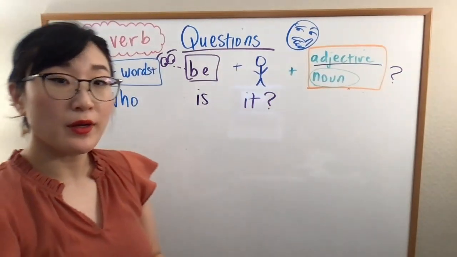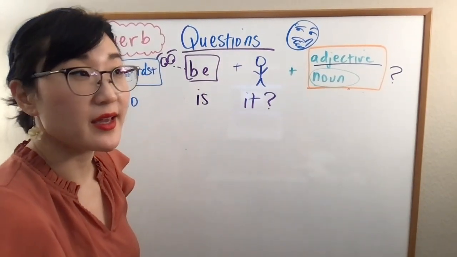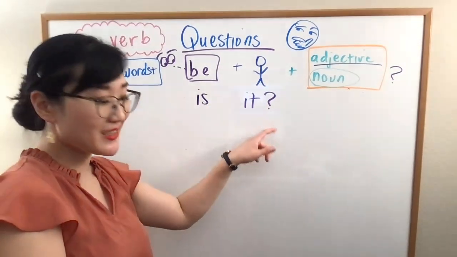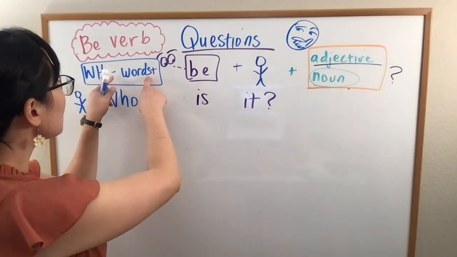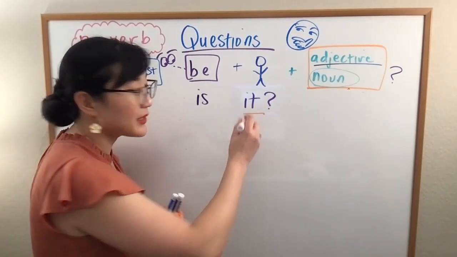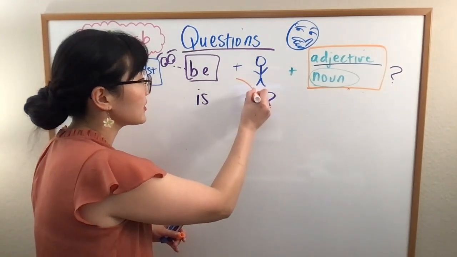So let's say someone comes to your house and they knock on your door and you say, hello, who is it? Who is it? Now for WH words, when you see this, the final sound will not go up, it will go down. Who is it?